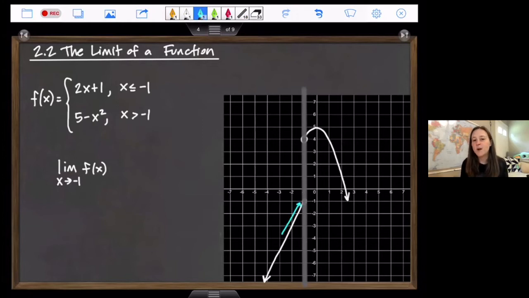But over on the right-hand side, if I'm traveling along that parabola, getting closer and closer to -1, it looks like the y coordinate is going to be a +4. So the left half of this function wants the y coordinate to be -1. The right half wants it to be a +4. So what's the answer? What is the limit equal to? Well, because they don't agree, we're going to say that this limit does not exist.